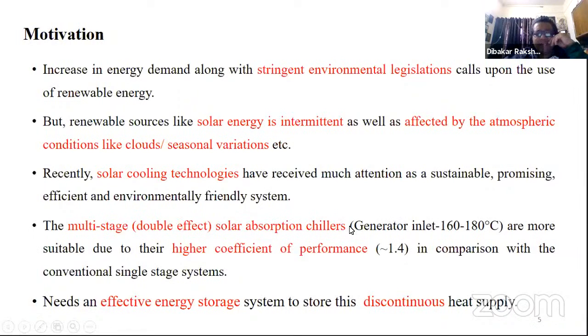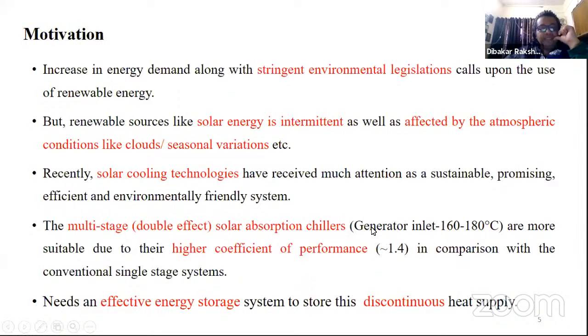Now, there are various disadvantages of these solar absorption chillers. One of the greatest disadvantages of solar absorption chillers or solar absorption cooling systems is the coefficient of performance. As compared to that of the vapor compression cycle, the coefficient of performance of this solar absorption chiller is quite low, like you can say around 0.4, 0.5. But if somehow you can make it multi-staged with double effect and having a perennial source of hot water, then you can improve the coefficient of performance to around 1.4, in comparison to 0.4 or 0.5, as I mentioned.